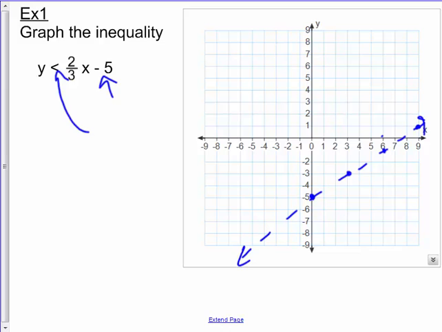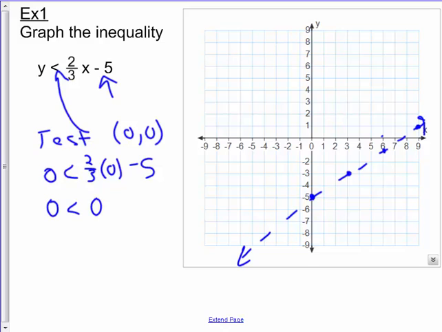So now I have to figure out, where do I want to shade? Do I want to shade above or below here? So I test a point. The easiest point to test is 0, 0, because 0 times anything is 0. Everything falls out. Makes it easy. Again, you could test 5, -7, but why? Why make it harder on yourself?